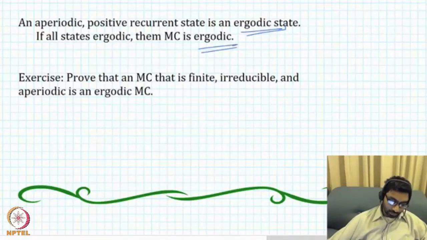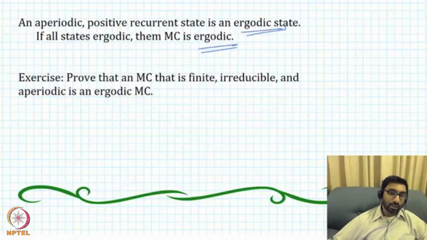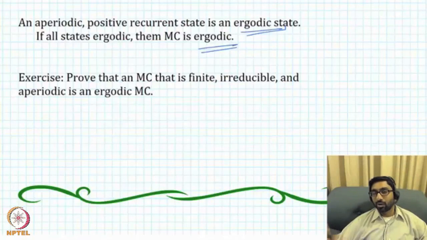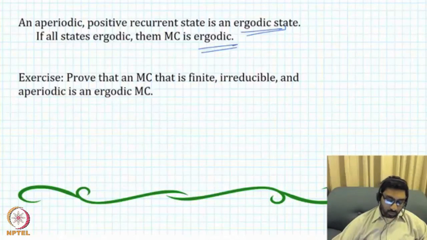So here's an exercise for you. Prove that a Markov chain that is finite, irreducible, and aperiodic is an ergodic Markov chain. If you think about it, you've actually already proved it in a previous exercise. So that will be the clue. And with that, we end the segment on the classification of states in a Markov chain.